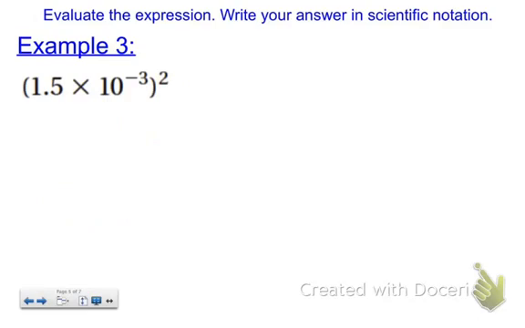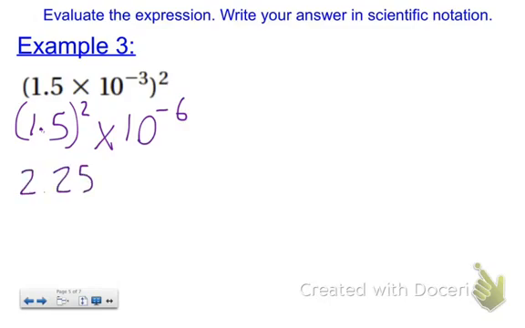Okay, for another example, if we have 1.5 times 10 to the negative 3 squared, again, our same rules of exponents apply. So that squared needs to be distributed inside the parentheses. So we end up with 1.5 squared times 10 to the negative 6. So that's 2.25 times 10 to the negative 6.